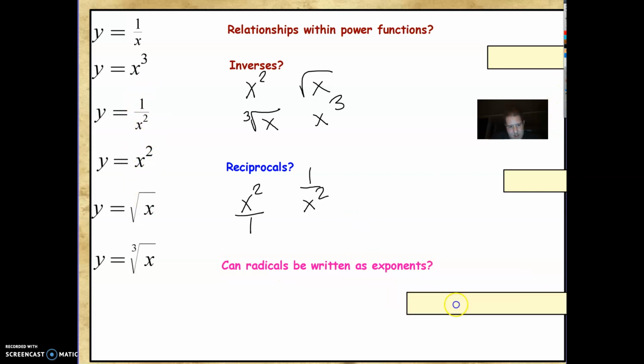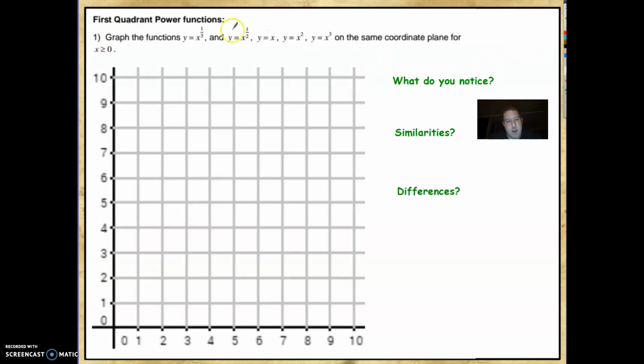And then also, last but not least, can radicals be written as exponents? Well, they can. So as I explained before, this is really x to the 1/2 power. That's the exact same thing. Always use the exponent as the numerator, and then whatever the index of the radical is the denominator. So this is x to the 1/3 power. And that's going to become handy later on as we explore graphing these functions right here on the same coordinate plane.